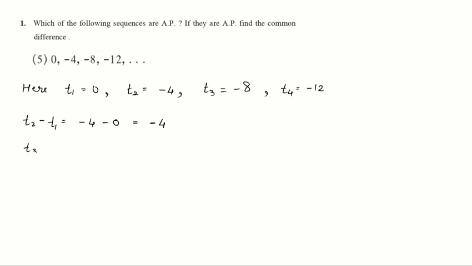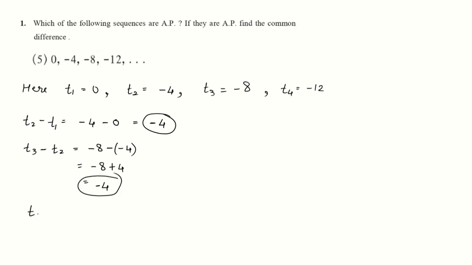Let's find the next difference, T3 minus T2. What is T3? Minus 8 minus what is T2? Minus 4. That is equal to minus 8 minus into minus is plus 4. Here it is minus into plus is minus. 8 minus 4 is 4. Sign of the bigger number, minus 4. Here we got minus 4. Even here we got minus 4.